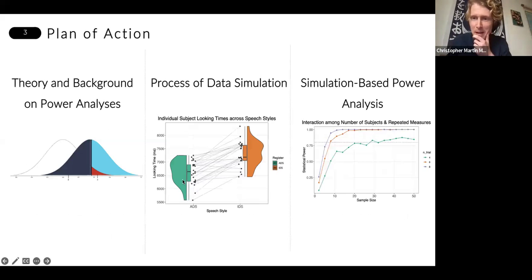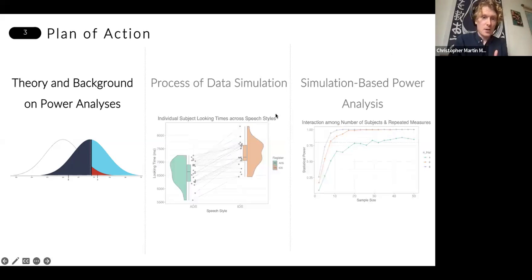We'll talk about these three things. We'll talk about some theory and background on power analyses. Then again, we'll focus in on the process of data simulation: how do we actually simulate data? And then simulation-based power analysis: how can we really explore the multiverse of decisions for parameters that we can set?